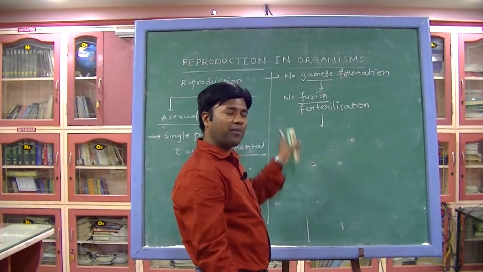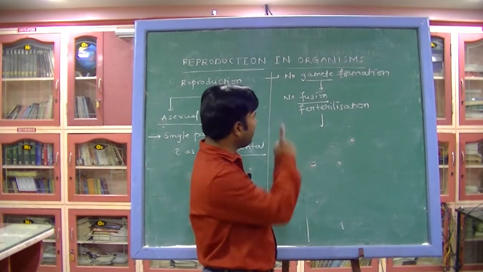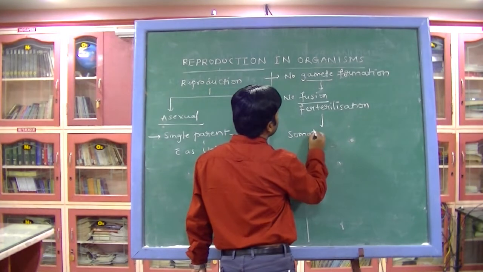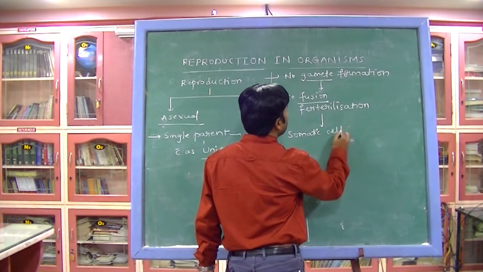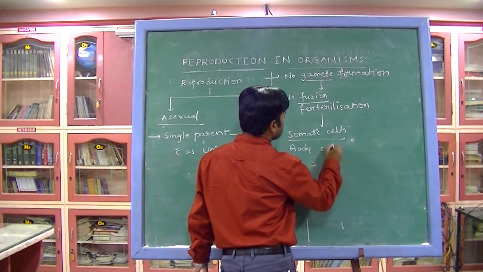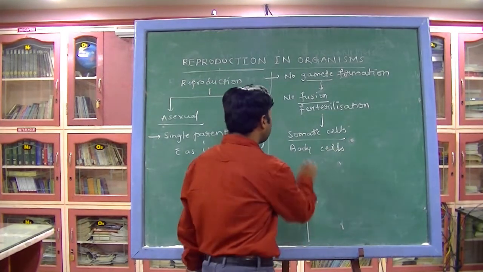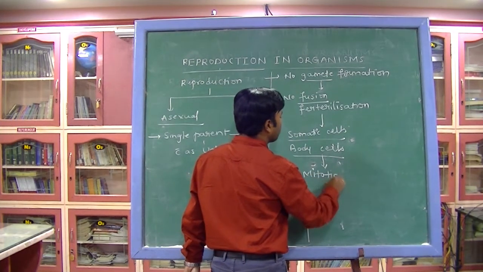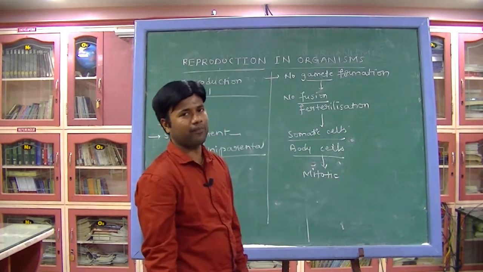Then what type of cell division will it be, and where will it take place? It will take place in somatic cells, or else body cells. And what type of cell division will take place? Mitotic cell division will take place.